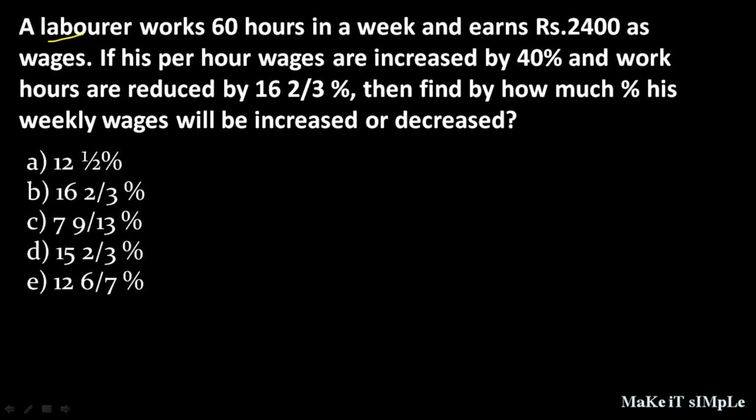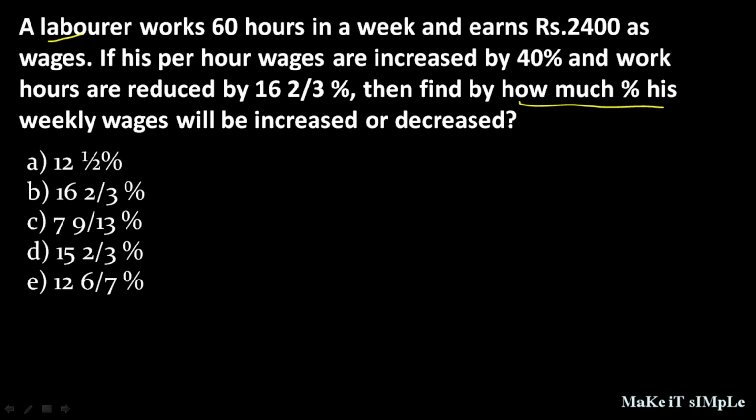A laborer works 60 hours in a week and earns 2,400 as wages. If his per hour wages are increased by 40% and work hours are reduced by 16 2/3%, then find how much percentage of his weekly wages will be increased or decreased. Here you see in the question they have asked how much percentage increase.